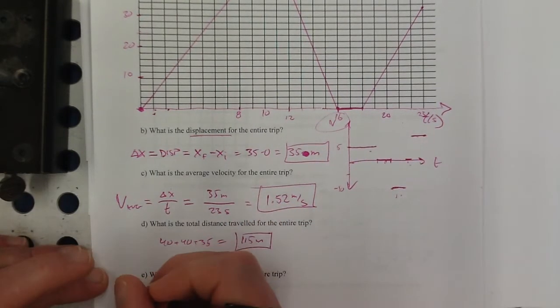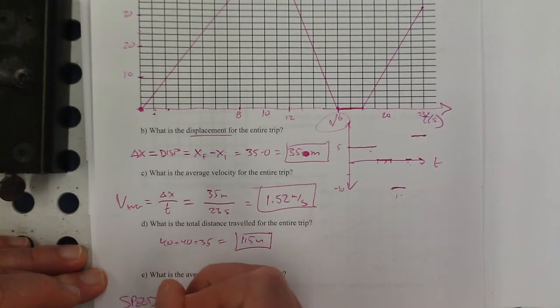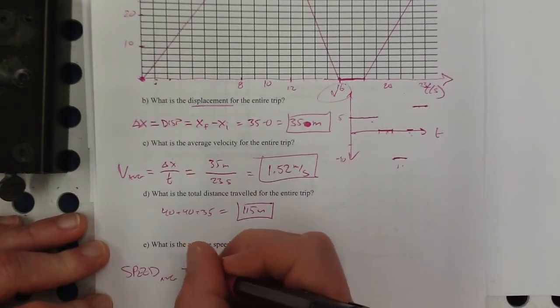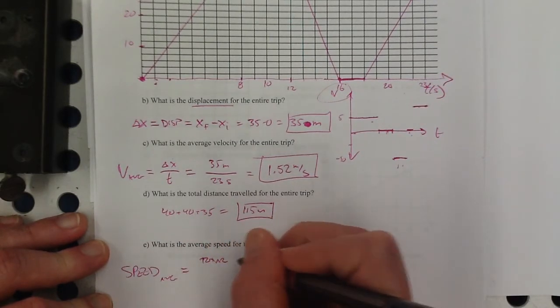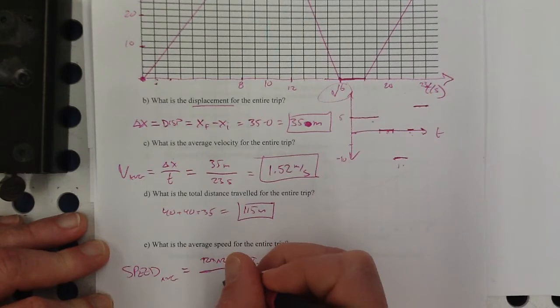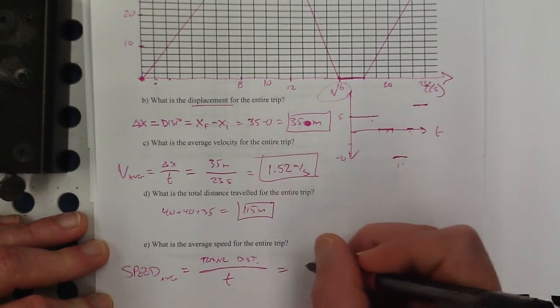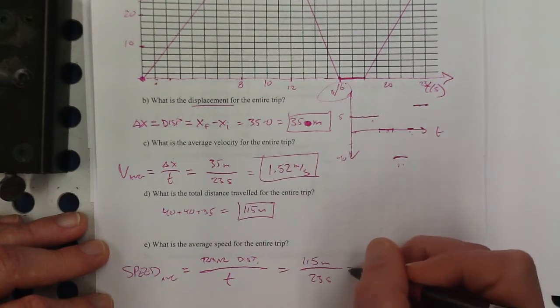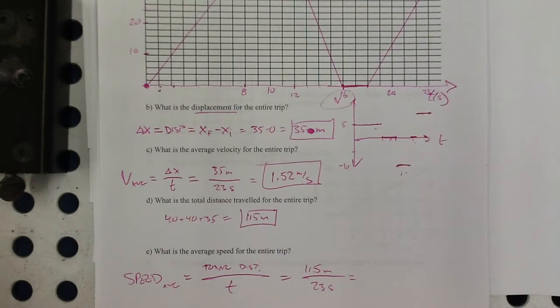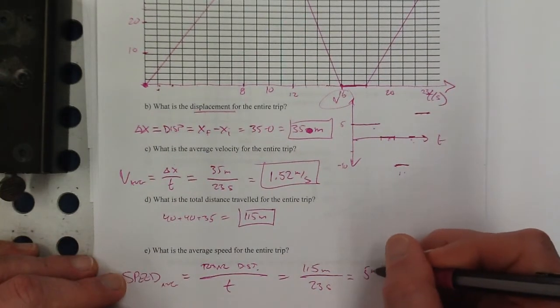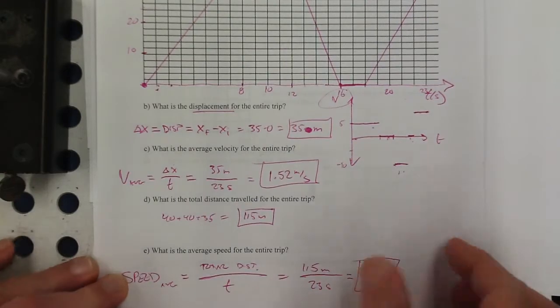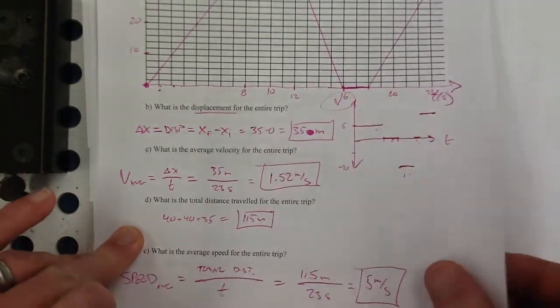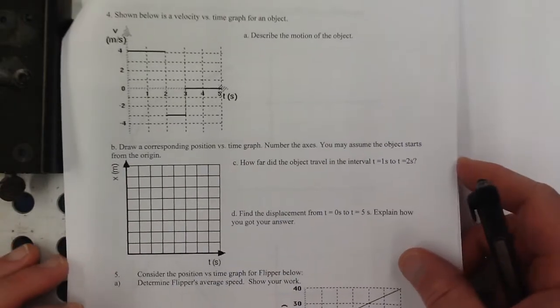And then average speed is, if you know total distance, which we do, then you just divide that by time. So 115 divided by 23 is 5. All right. I promise you I will ask you some questions like that. I think this review is a pretty reasonable idea of what the test would look like.